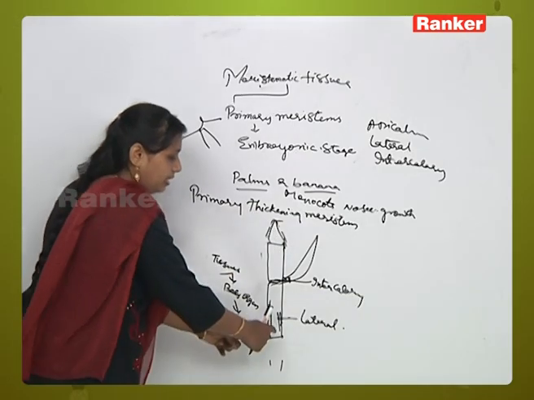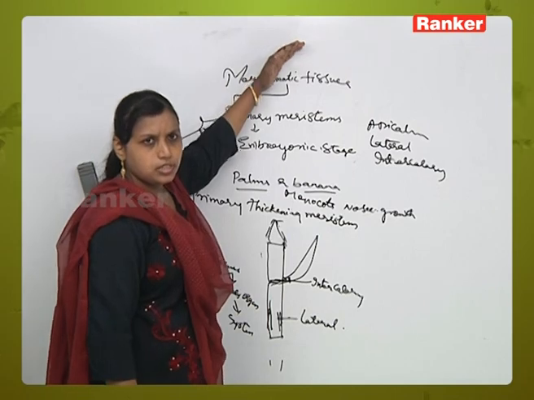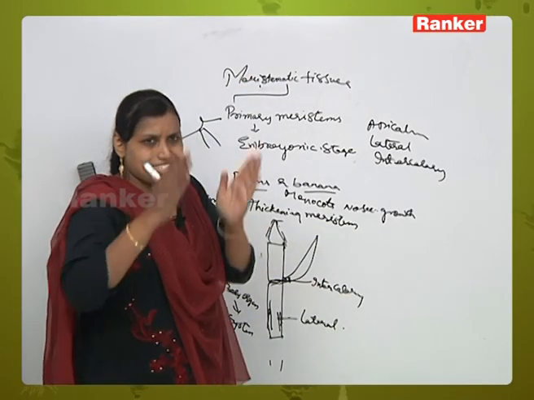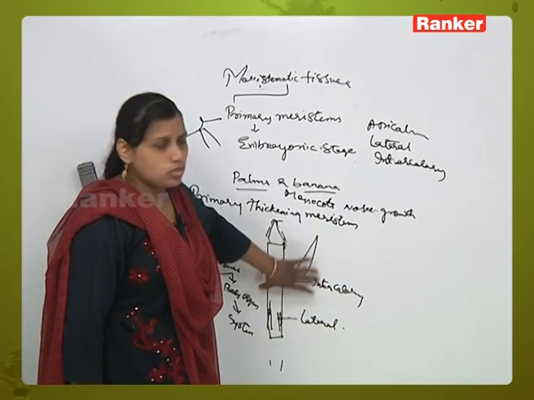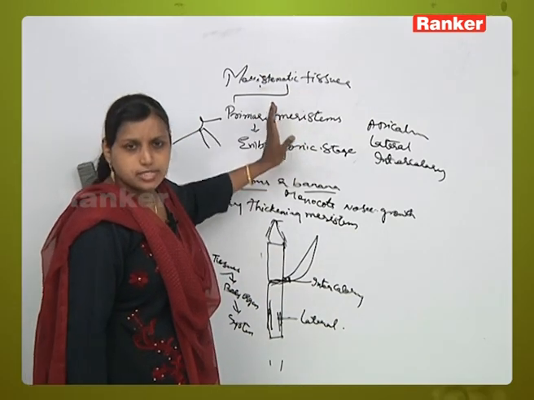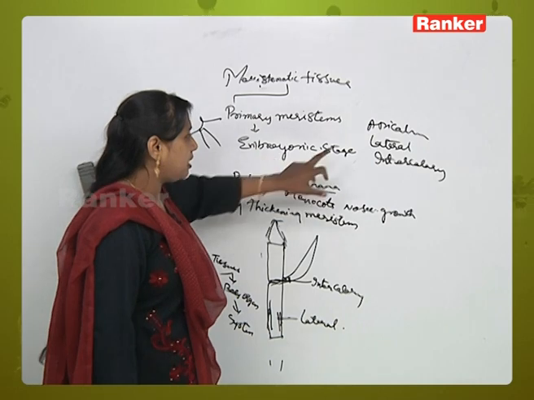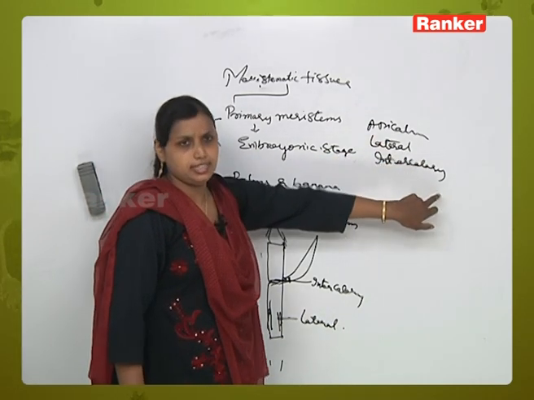If it is a plant, depending on the topmost position, the middle position and towards the sides of the plant, the growth of the tissues, the meristematic tissues present in the primary plant body, are categorized into apical, lateral and intercalary meristem.